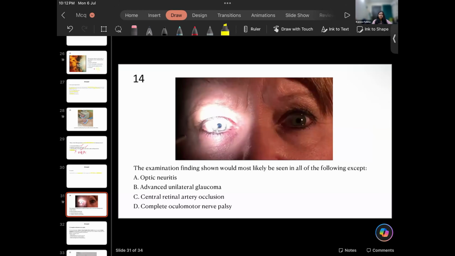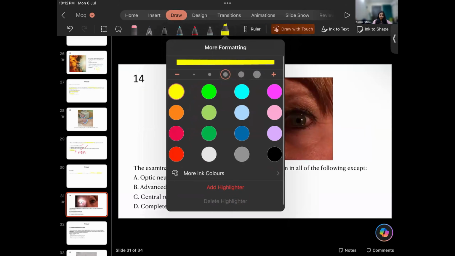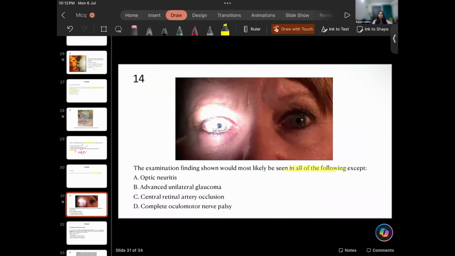Which of the following examination findings, that is the RAPD, is most likely to be seen in all of the following except. Again, you have to read the question: in all of the following except, meaning in which of the following the RAPD is not present. Optic neuritis, yes, the optic nerve is involved. It is an afferent pathway involvement. After that we have advanced unilateral glaucoma. Yes, it can occur. If we don't even know, we can move on to the next question.